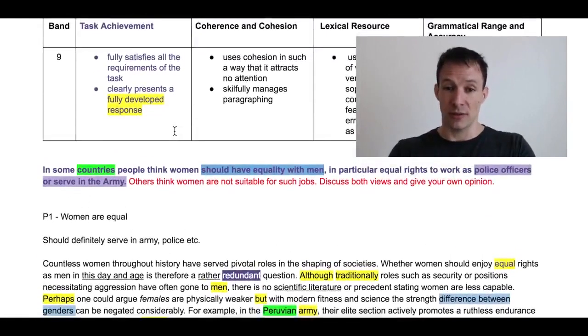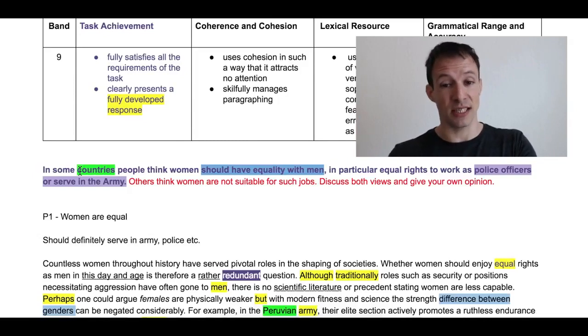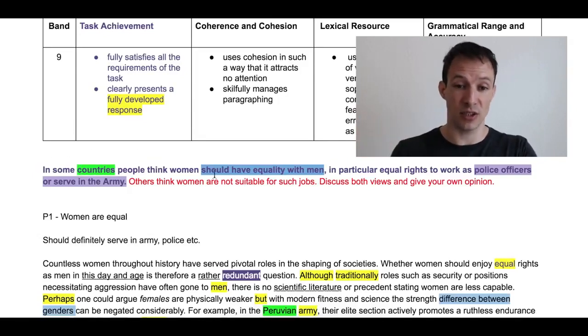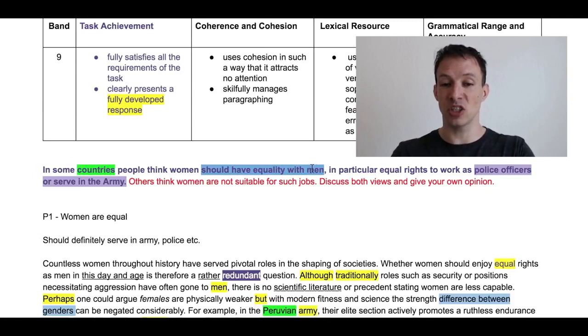The question, task achievement is very strongly related to the question, obviously. So let's analyze the question first. In some countries, people think women should have equality with men, in particular equal rights to work as police officers or serve in the army.